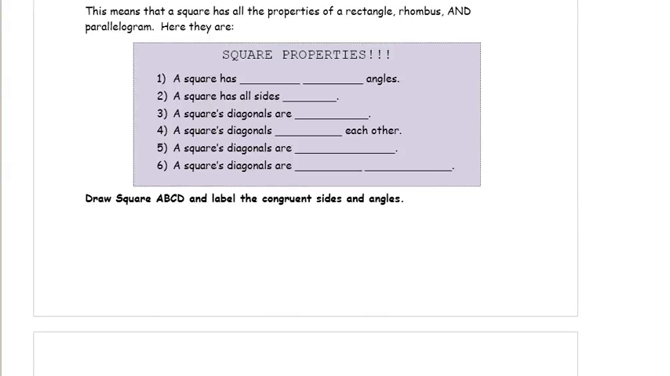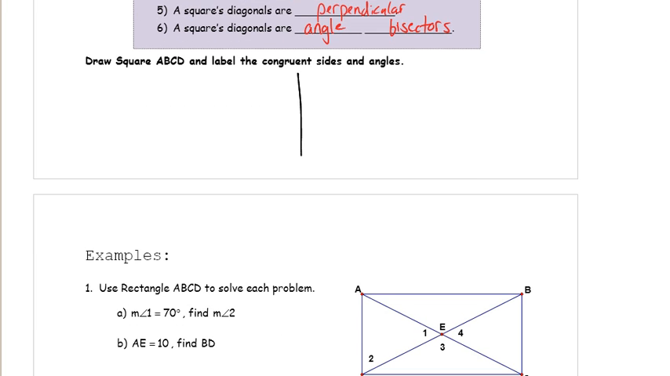So here they are. A square has four right angles. A square has all sides congruent. A square's diagonals are congruent. You can write it out or a shortcut. A square's diagonals bisect each other. A square's diagonals are perpendicular. And last but not least, a square's diagonals are angle bisectors. So lots of responsibilities in a square. So let's draw one of those and then apply some of these traits to some of these problems.